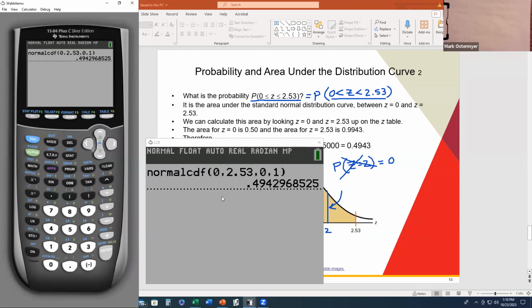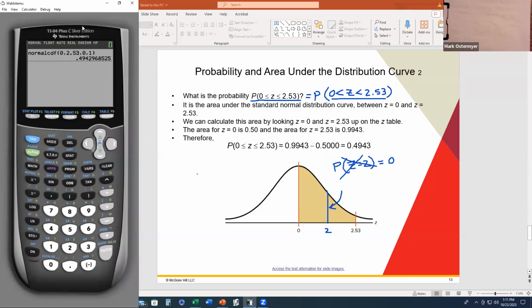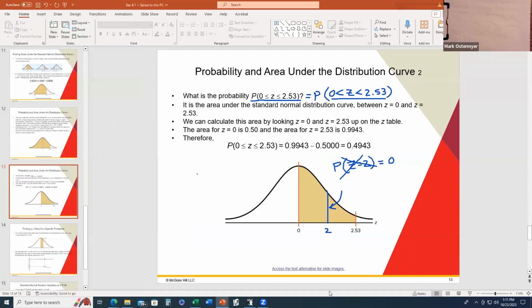That area is going to be about 0.4943. Or we say that's the probability that z would take on a value between 0 and 2.53. Almost a 50% chance. So that is the shaded area that you see in this picture here. In other words, that accounts for about 49% of the area of the entire curve, that shaded region there. Does this make any sense here? Computing areas underneath the standard normal probability distribution using the normal CDF function.